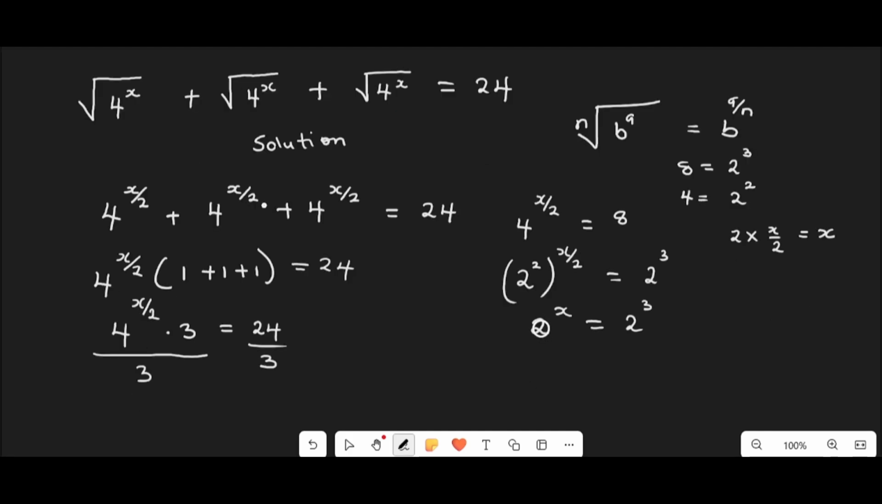Since the base on both sides is the same, we can equate the power. So I can say x equal to 3.